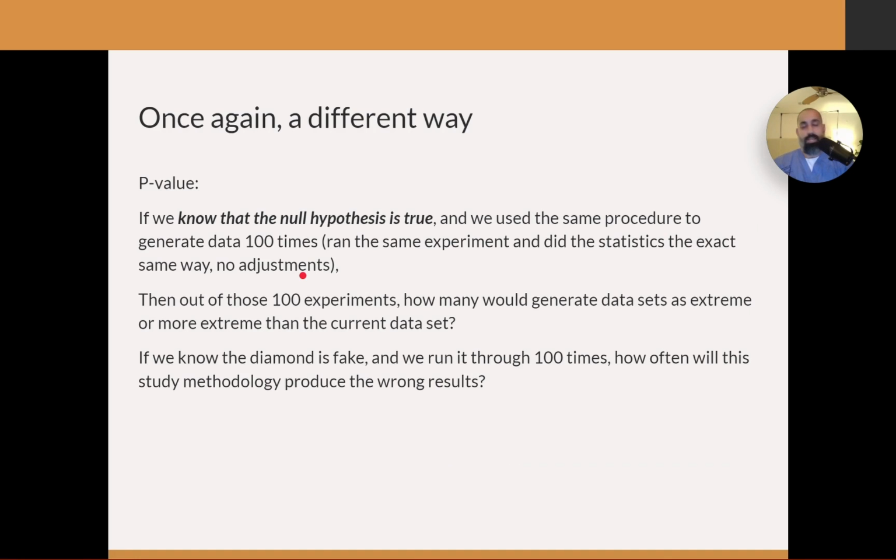So, saying it again another way, if we know that the null hypothesis is true, and we use the same procedure to generate data 100 times, that is, we ran the same experiment and did the exact same statistics the same way with no adjustments, then out of those 100 experiments, how many would generate data sets as extreme or more extreme than the current one? And if we knew the diamond was fake and we run it through 100 times, how often will this study methodology produce the wrong results? So that is the p-value. And so I hope that that's a bit helpful.